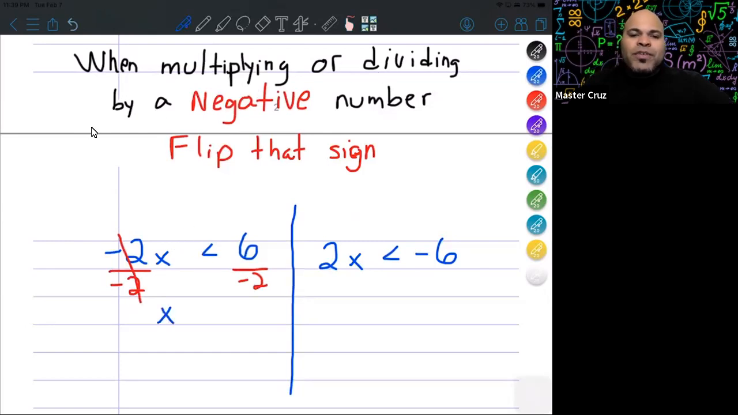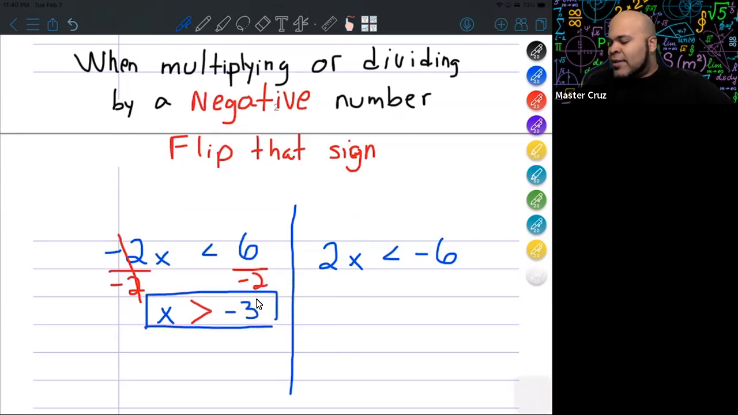When multiplying or dividing by a negative number, flip that sign. Did I just divide by a negative number? Yes, I did. I divided by the -2 on the left and -2 on the right. And remember, you always divide by the number with the variable. Because I divided by a negative number, I need to flip this inequality symbol. Before it was less than, now it's greater than. And then you divide normally: 6 divided by -2 is just -3. This will be my answer.